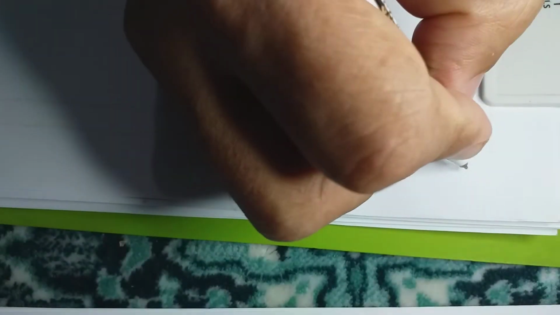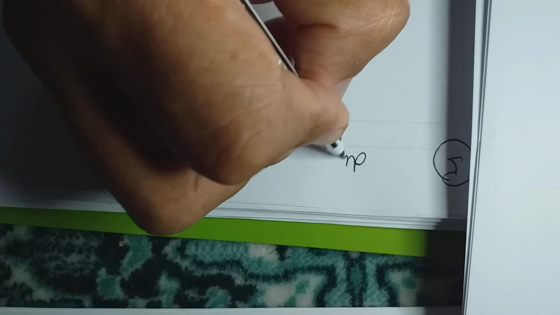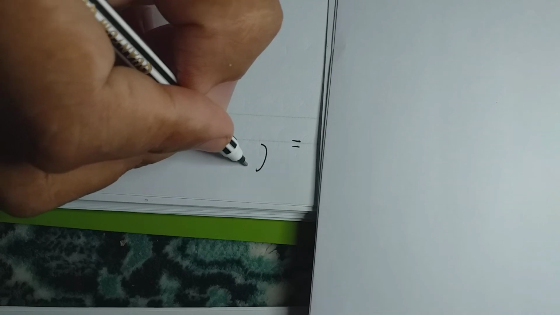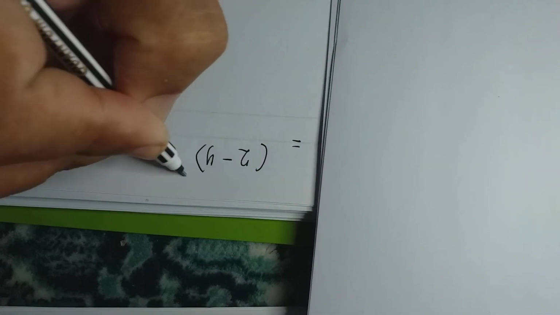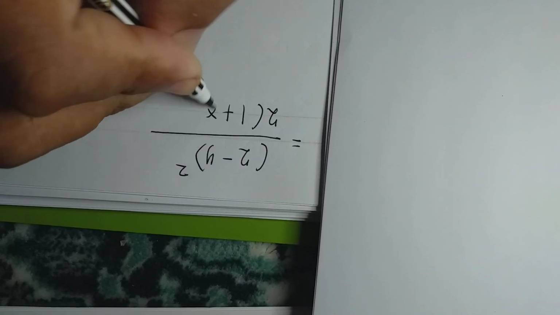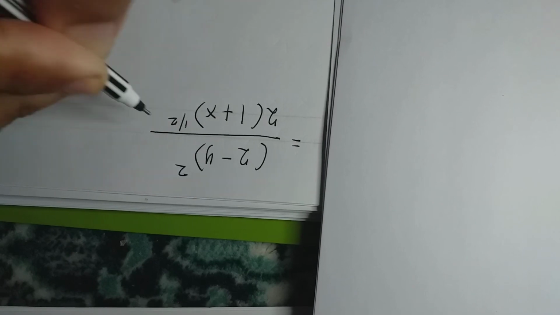Now let's have example number 5. Find the general solution of dy over dx is equal to 2 minus y squared over 2 times 1 plus x raised to 1/2.